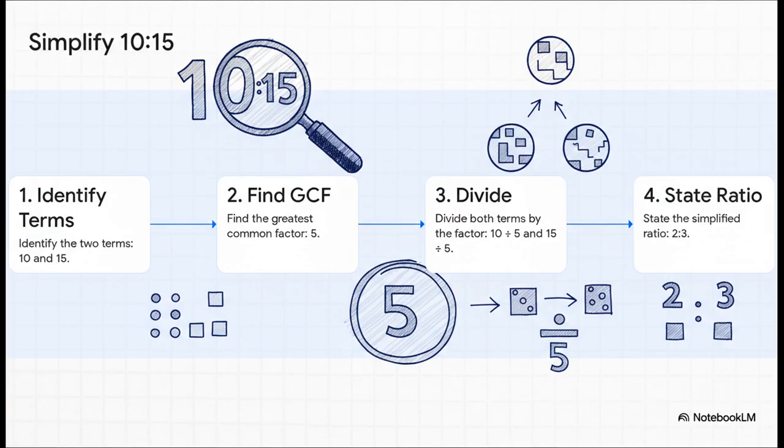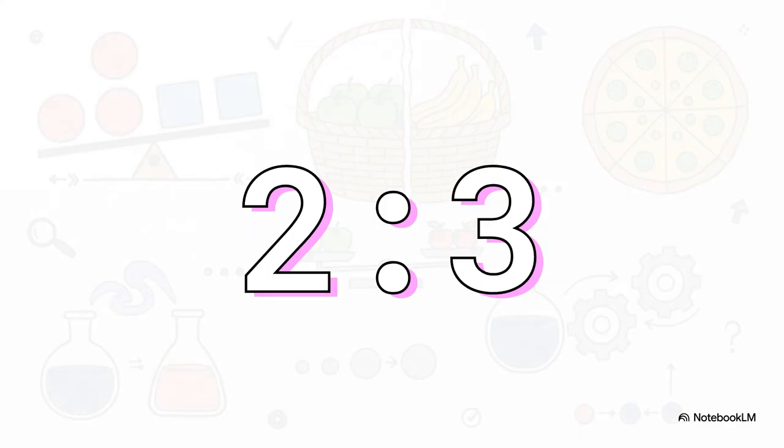As you see here, we're taking the ratio 10 to 15. The real key is to find the biggest number that divides into both of them. In this case, it's 5. You just divide both sides by 5, and boom, you get this simplified but still equivalent ratio of 2 to 3. And this is a huge takeaway. The ratio 10 to 15 represents the exact same relationship as 2 to 3.